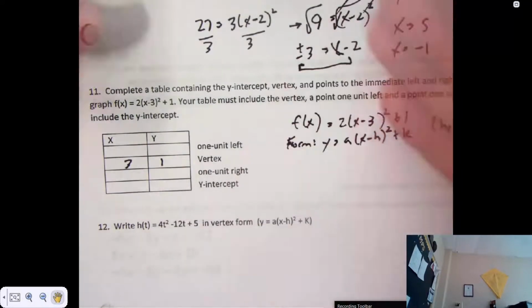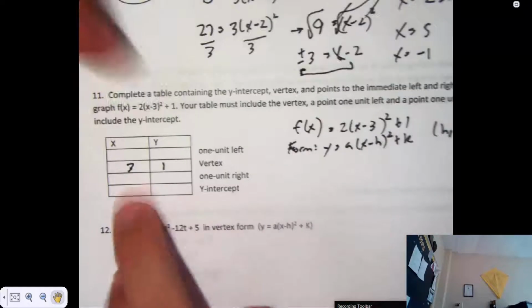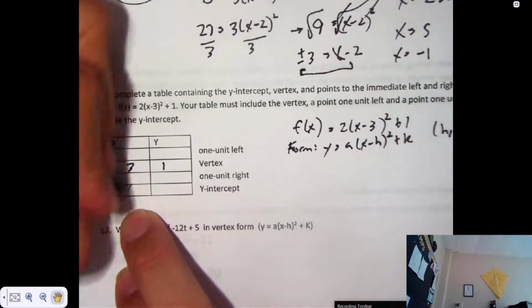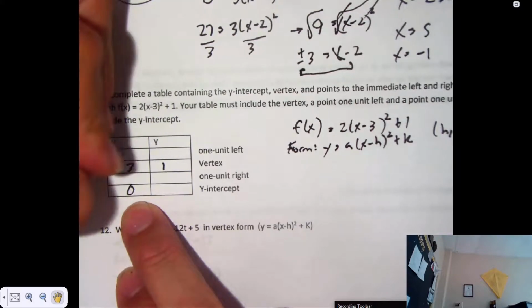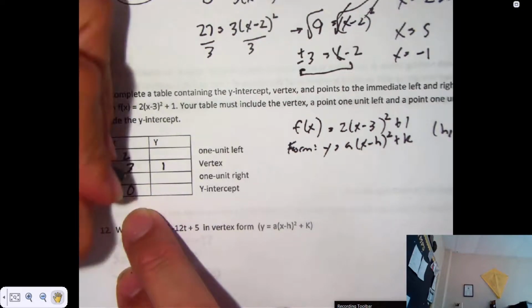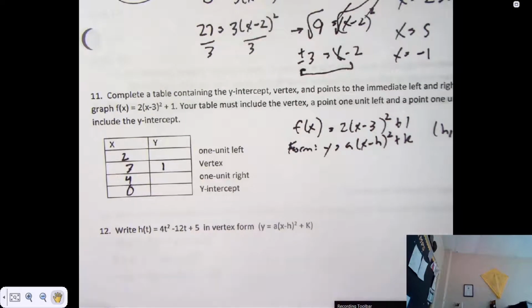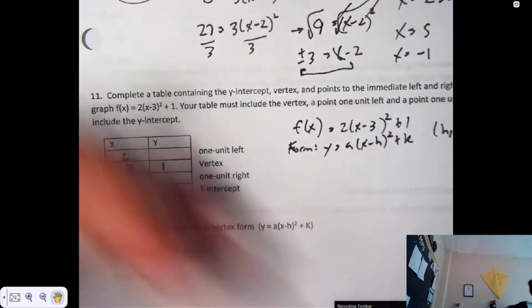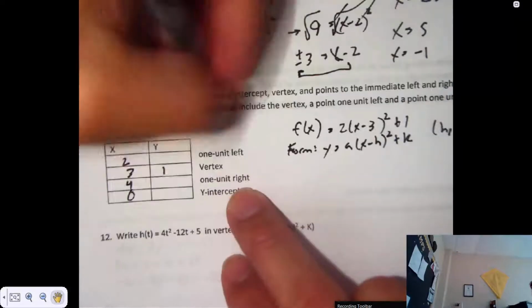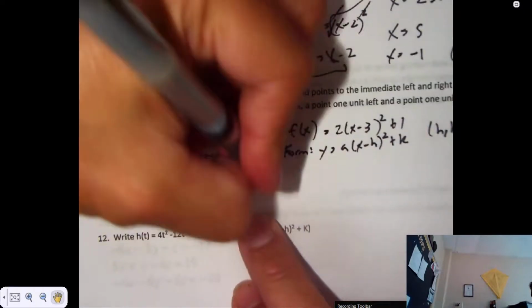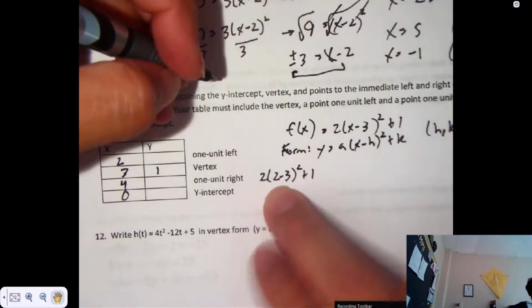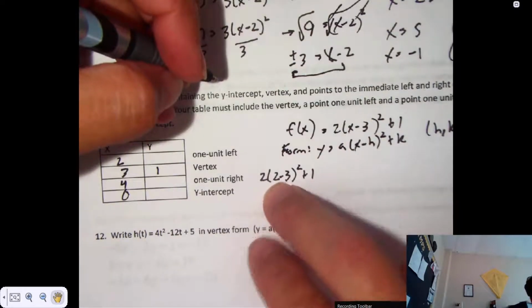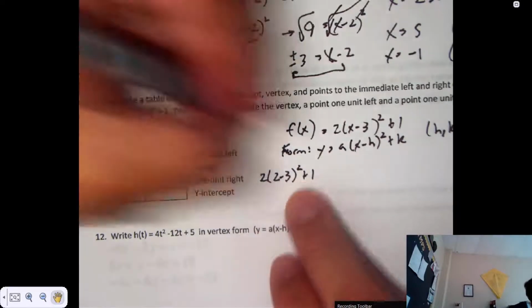Now, I've even labeled your table here, kids. How do you find a y-intercept? When x is 0. What's a number to the left of your vertex? Well, that would be a 2. A number to the right would be a 4. Now you have all your x values. You get your y values by plugging in. So I'm going to plug in this 2. 2 times 2 minus 3 squared plus 1. A 2 minus 3 is a negative 1. A negative 1 squared is 1. Times 2 is 2. Add 1, you get 3.